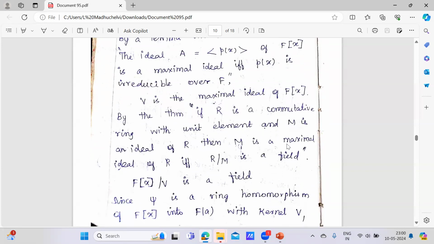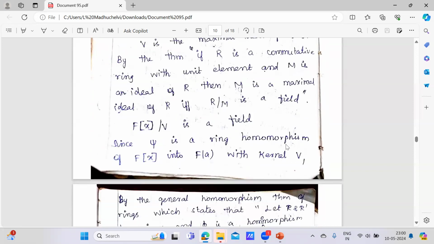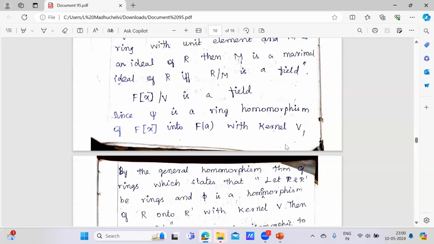By the theorem, if R is a commutative ring with a unit element and M is an ideal of R, then M is a maximal ideal of R if and only if R/M is a field. By applying this theorem, we get that F[x]/V is a field.